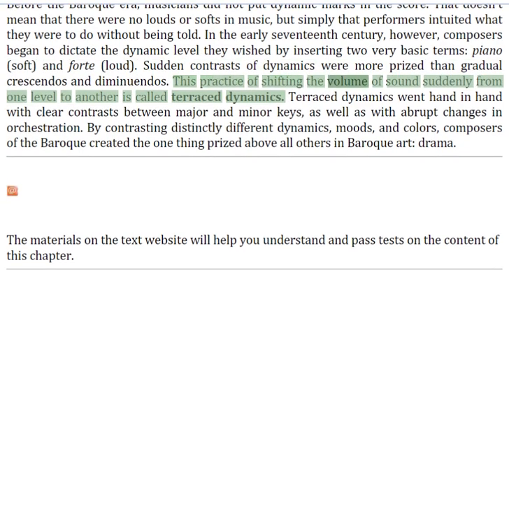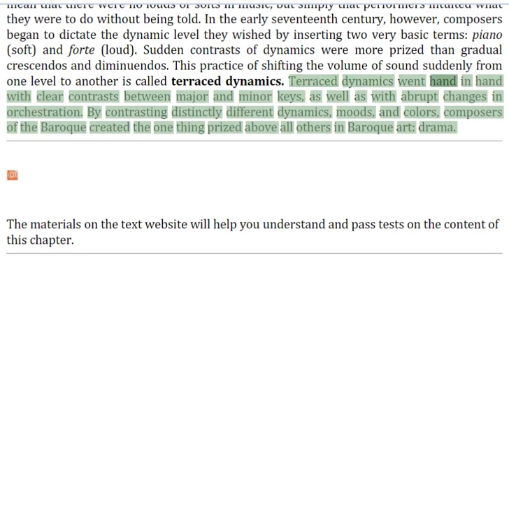This practice of shifting the volume of sound suddenly from one level to another is called terrace dynamics. Terrace dynamics went hand in hand with clear contrasts between major and minor keys, as well as with abrupt changes in orchestration. By contrasting distinctly different dynamics, moods, and colors, composers of the Baroque created the one thing prized above all others in Baroque art, drama.